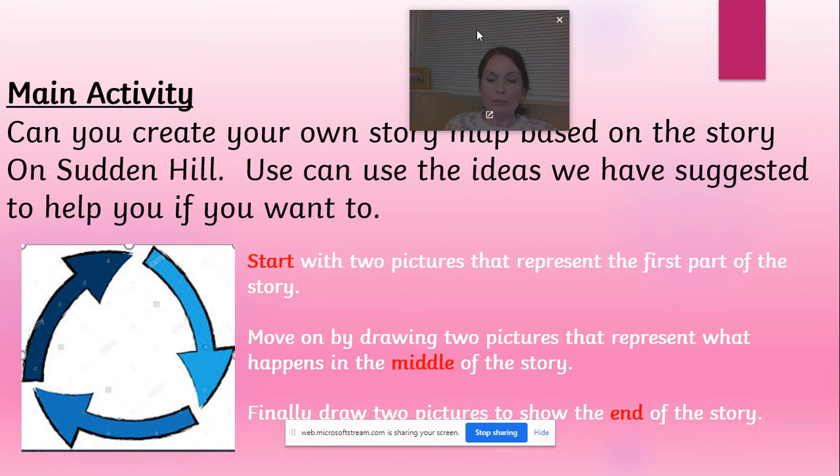And then move on by drawing 2 pictures that could represent what happens in the middle of the story. And finally, draw 2 pictures to show the end of the story, but we're looking for the main important events. And you can use arrows to show us the movement of the story to make it clear how your story flows. You can do this in your purple books.